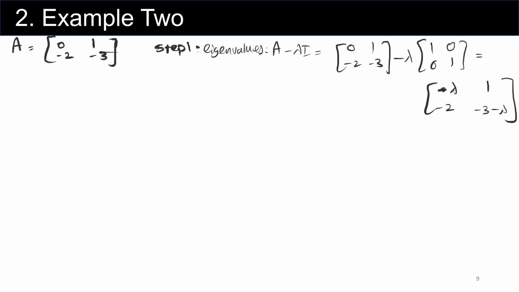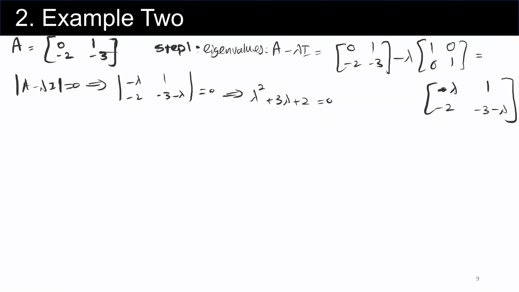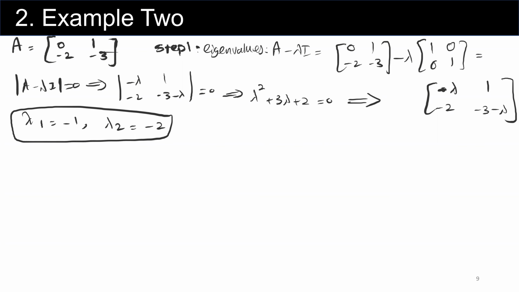All right. Then we set the determinant of this to 0, which means the determinant of [minus lambda, 1; minus 2, minus 3 minus lambda] is equal to 0, which gives lambda squared plus 3 lambda plus 2 equal to 0. Considering this, lambda 1 is minus 1, lambda 2 is minus 2. So we have these two values for our eigenvalues.